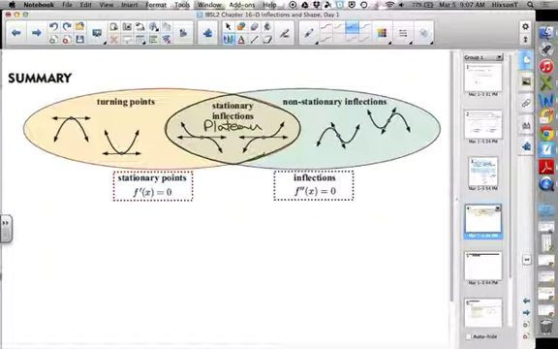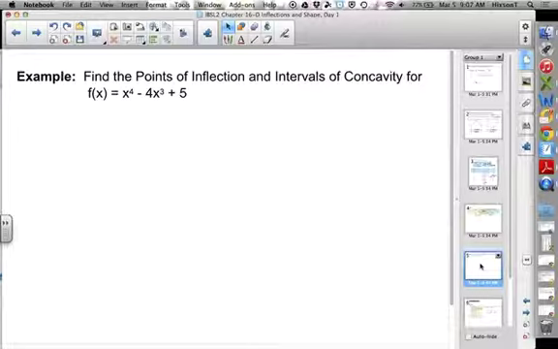Alright. So, let's try one all the way through here. Let's find points of inflection and intervals of concavity for this function. Obviously, we could put this together with everything that we had done on the quiz. This would be like steps F and G in our process of sketching an entire curve. But we'll just do the new portion of it here.